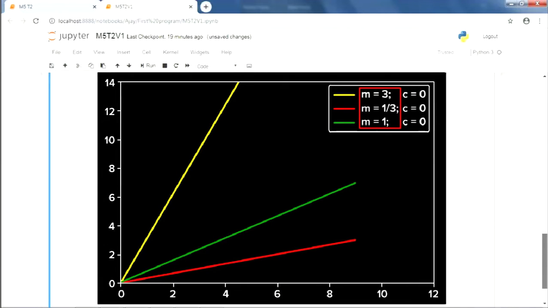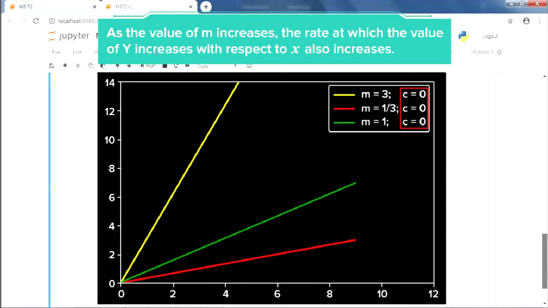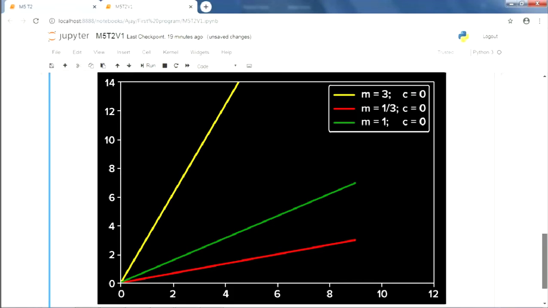On the other hand, if we change the slope of the line, that is m, and keep the intercept, that is c, constant, we can clearly observe that as the angle of the line, that is the value of m, increases, the rate at which the value of y increases with respect to x also increases. I hope it is now clear to you what the parameters of a line are and how the line changes when the parameters of a line are changed.